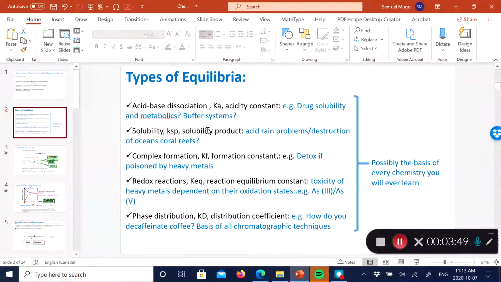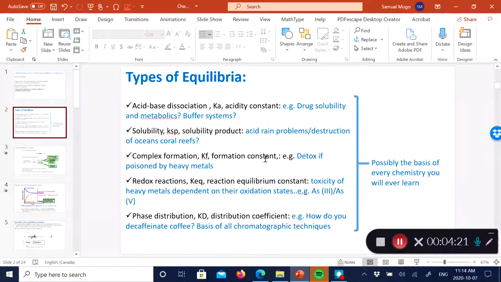Maybe a good example for solubility product equilibria is a major problem of the acid rain. With the pollution, you get the acid rain, and then there is a destruction of the calcium phosphates that make up the ocean coral reefs. And that has been a major problem out there. And of course, we know the coral reefs are major habitats for lots of different types of marine animals and organisms.